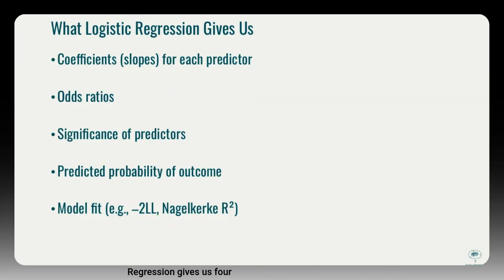Logistic regression gives us four pieces: an odds ratio, or exponent B, how much a unit change in one variable increases or decreases the odds of being on probation, as well as significance tests, which are p-values for each predictor to assess importance. Then we have predicted probabilities. What's the chance a student ends up on probation? And finally, we have model fit metrics.